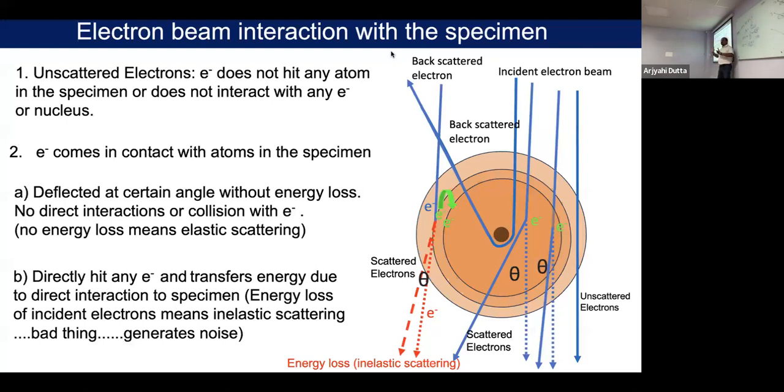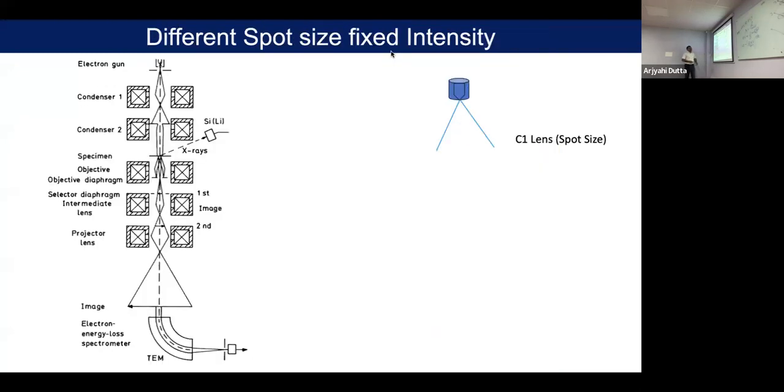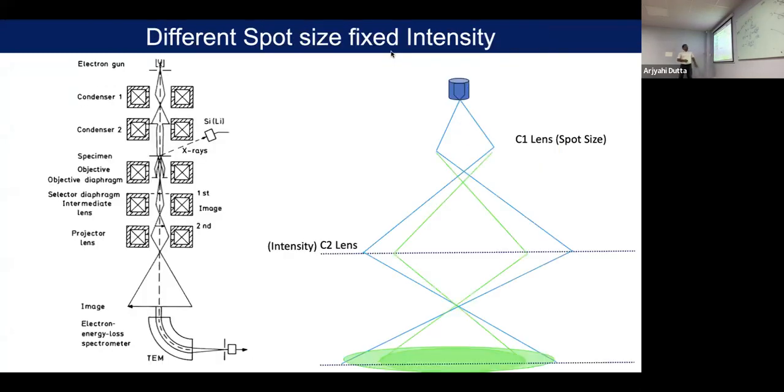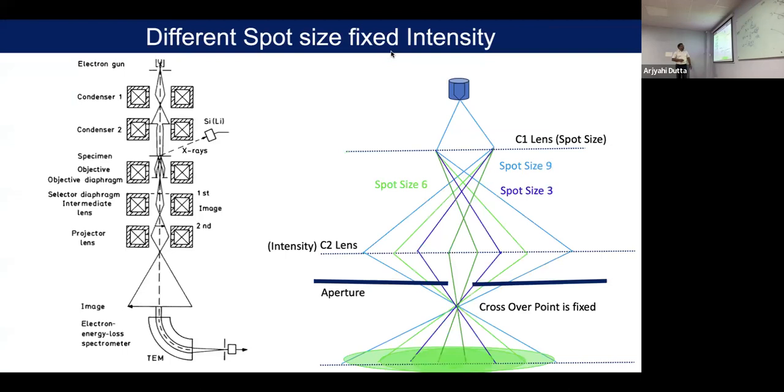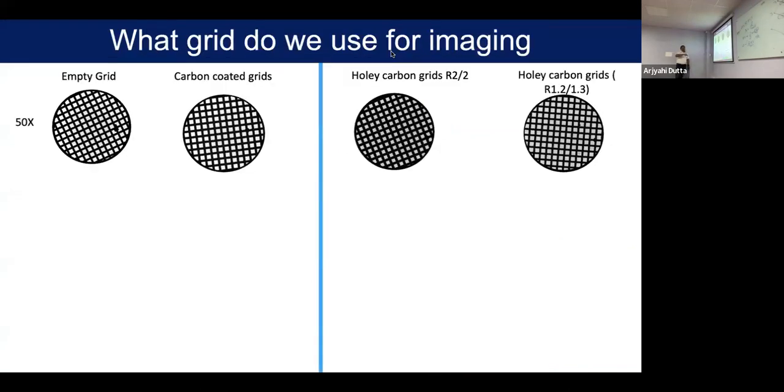But for a biological sample, definitely we cannot avoid that, because there are so many atoms. How do we control those things? I'll skip this one. There's no point. Now I am coming back to the sample-related things.